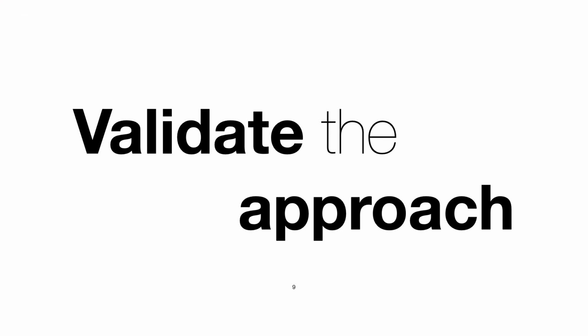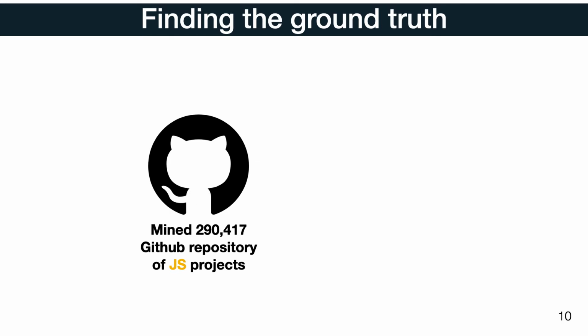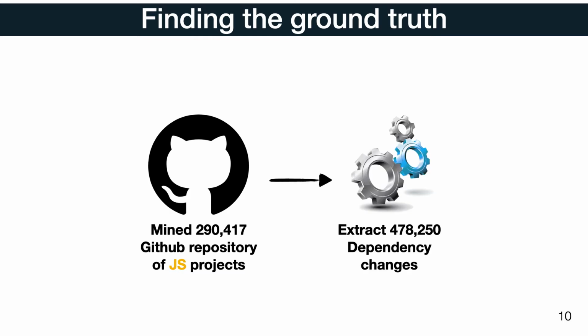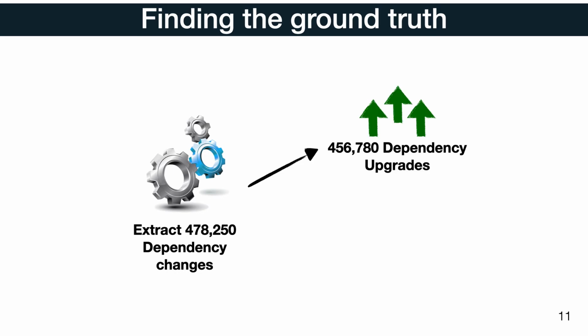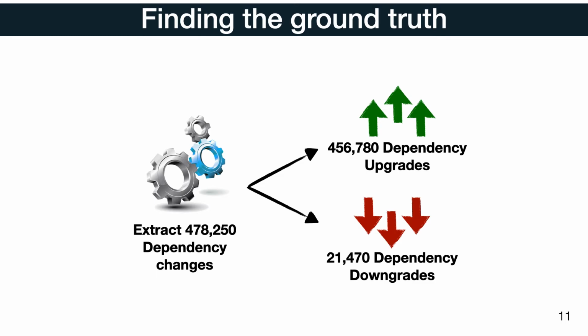Now we want to validate our approach. We need real-world cases of breakage-inducing versions to serve as our ground truth. To do so, we start by mining more than 290,000 GitHub repositories of JavaScript projects. From those projects, we extracted more than 478,000 dependency changes. These dependency changes include more than 456,000 dependency upgrades and more than 21,000 dependency downgrades.